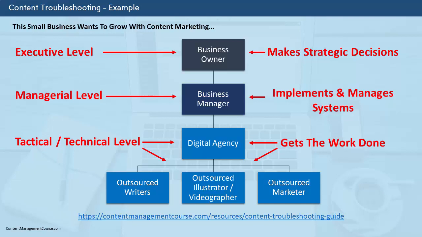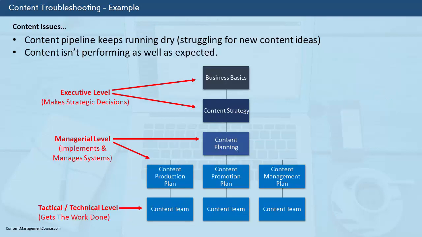So a lot of the time, what businesses think is outsourcing is really just abdicating their responsibility for making executive and managerial level decisions. Once you know which level is responsible for doing what in the business, you can start troubleshooting and fixing issues with your content. Until this happens, any short-term fixes are really just a game of passing the buck where nothing is really going to get fixed in the long run. So now that we understand this, let's apply our content troubleshooting approach and see how we would solve the issues of getting our content pipeline running again and improve our content's performance.